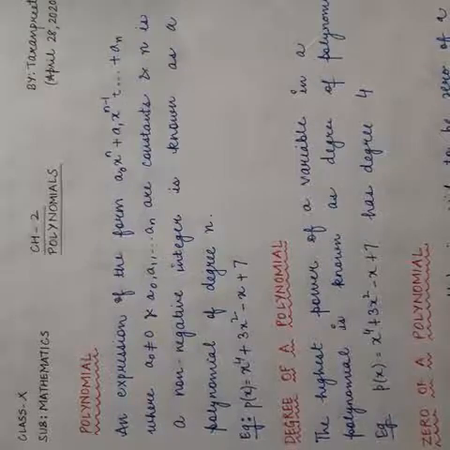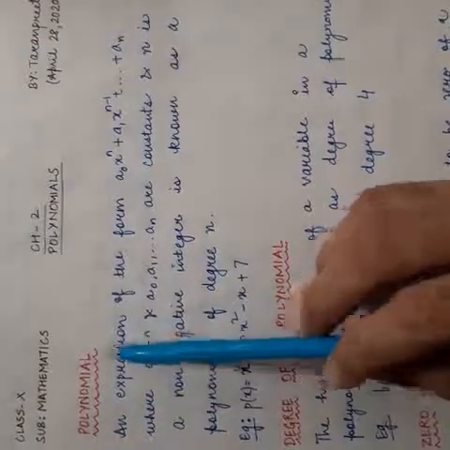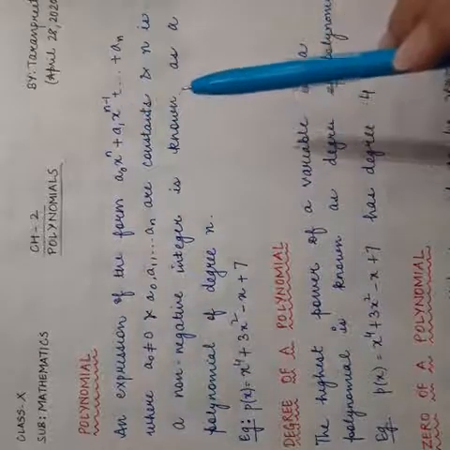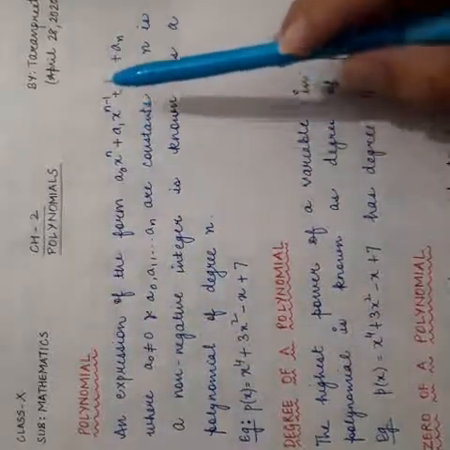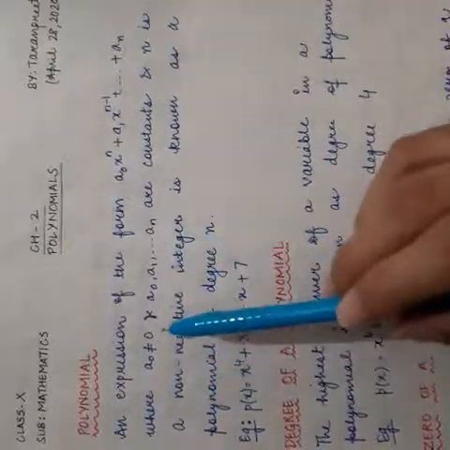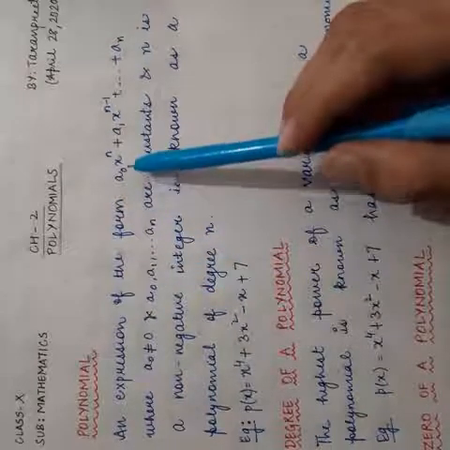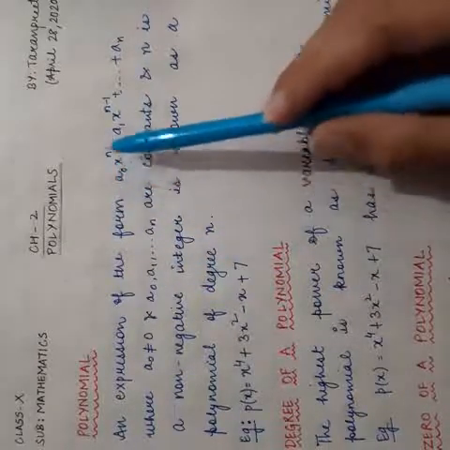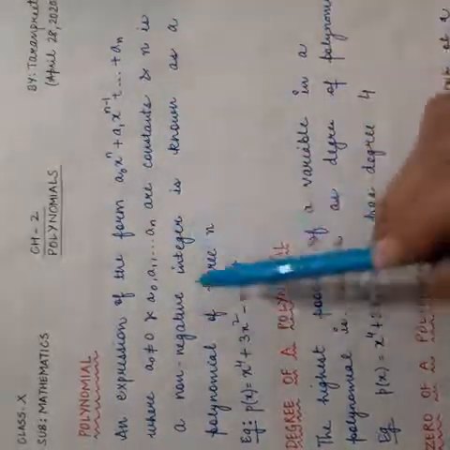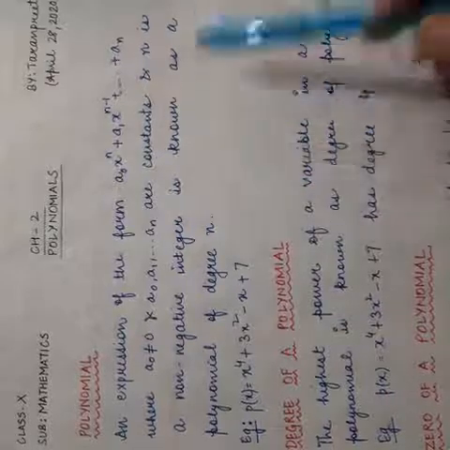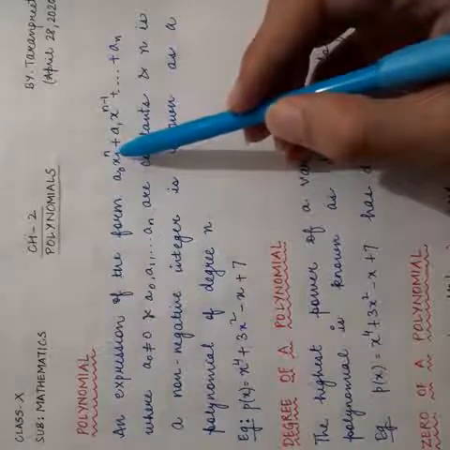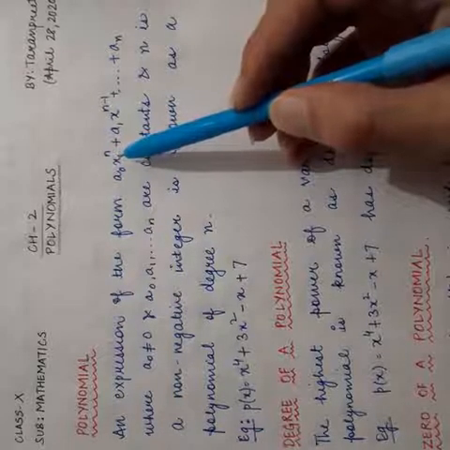the syllabus. So first of all, the definition of polynomial: an expression of the form a naught x raised to the power n plus a1 x raised to the power n minus 1 plus so on up to an, where a naught should not be equal to 0, because if a naught is 0, then this term will vanish. a0, a1, a2 all are constants. n is a non-negative integer and this is known as a polynomial of degree n. Here this n, that means the power of the variable, should always be a non-negative integer.